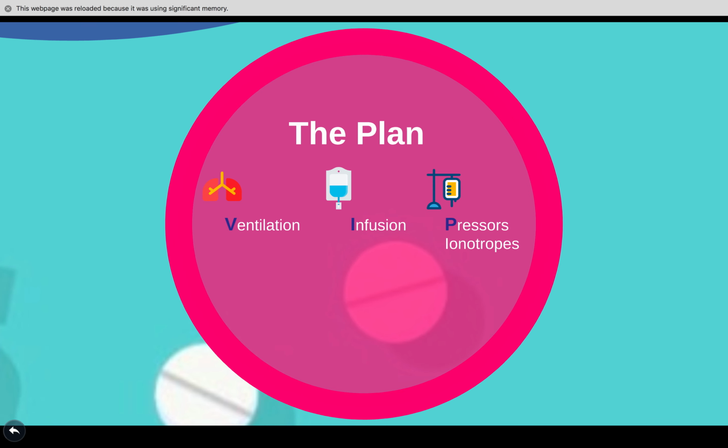So let's talk about our plan. A plan for shock should be a VIP plan. It should involve ventilation, infusion, and pressors or inotropes. Right? So let's do it step by step. So ventilation, you've got to ensure the O2 delivery and respiratory support. Most likely than not, your patient's going to need to be intubated, so make sure you address that, okay?